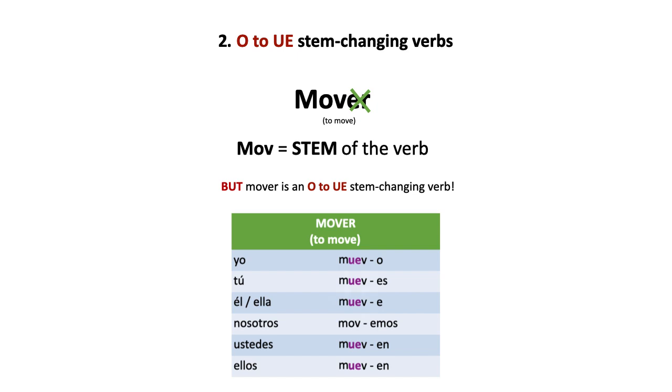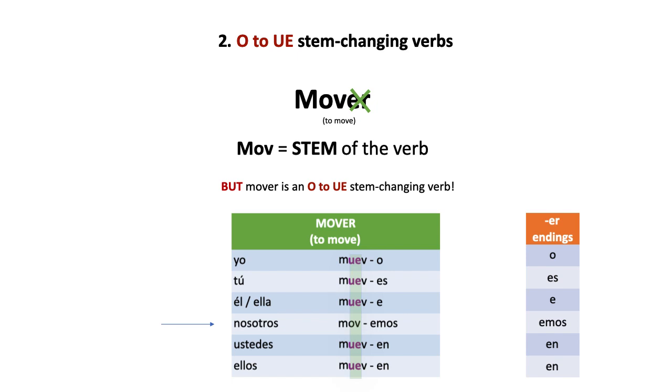How exactly is the stem changing? Well, let's look again at the part of the stem that is changing. Mov is the actual stem, so it has that O in the middle. I'm just changing that O for an UE everywhere, but here, because that's the rule, don't change the nosotros form, right? And then I said I added the er endings. That is why the endings I'm adding are o, es, e, emos, en, because it's an er verb, mover, right?